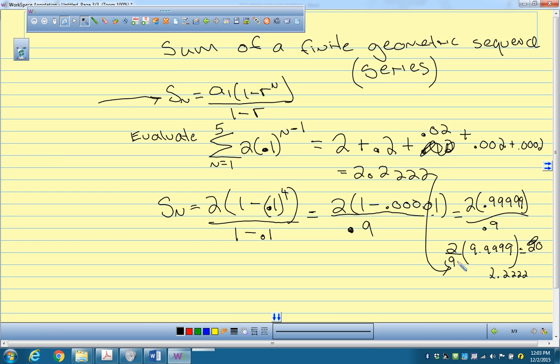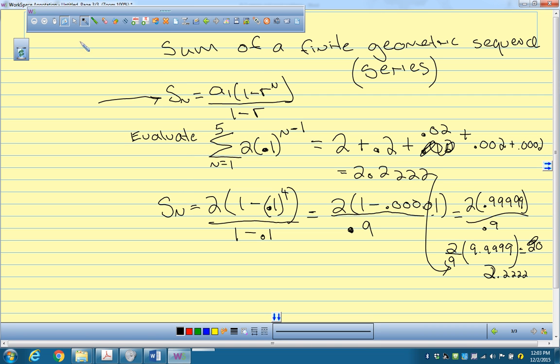So it seems like, why not just do it this way and add up those terms? Because if you did only have 5 terms, that's pretty easy. But if you have 100 terms, then it gets more complicated. You don't want to add up 100 things because it would be a pain in the neck.